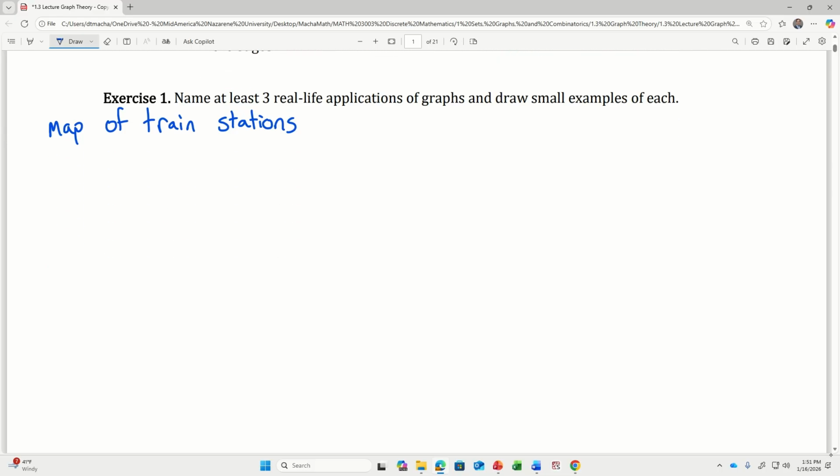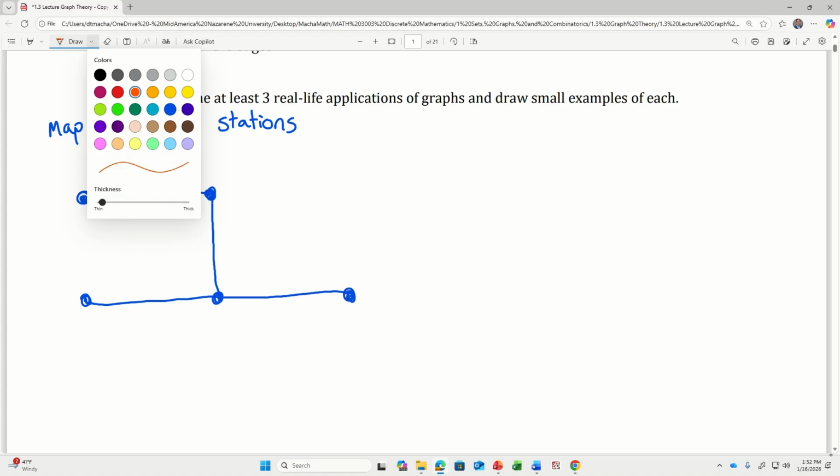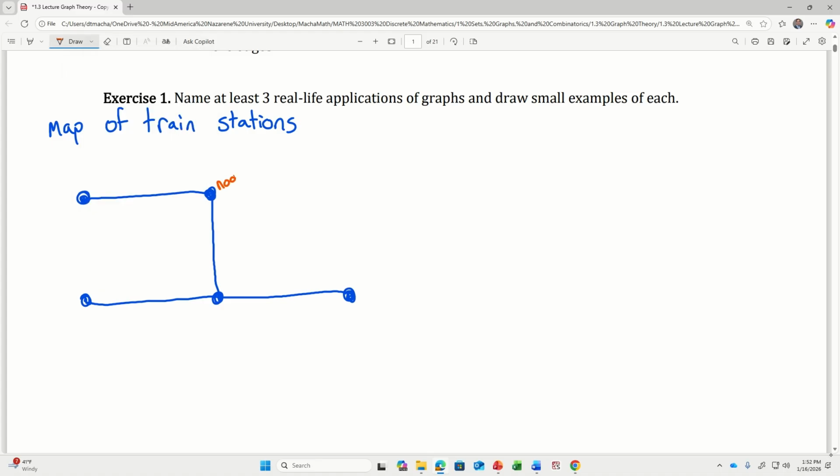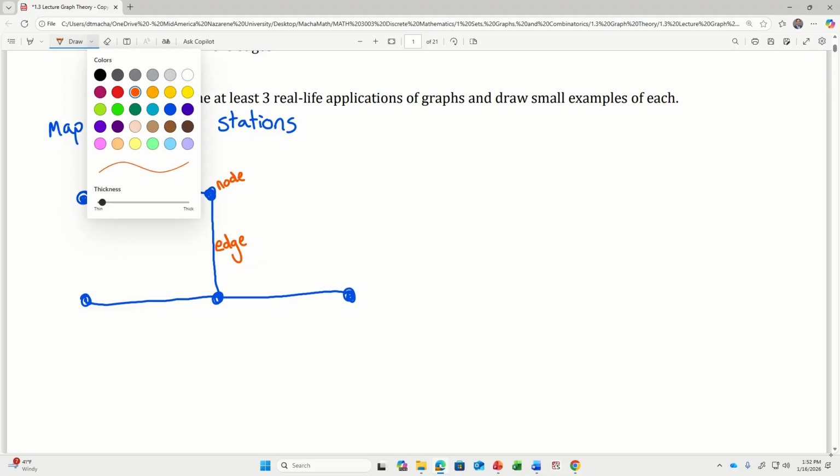Okay. Suppose I have a few train stations, and they are going to be connected by train tracks. So the trains can get from one to the other. This is a graph where all the nodes are train stations. And the connections between them, the railways, are the edges. So that's 1, 2, 3, 4, 5 nodes and 4 edges. That's an example of a graph.